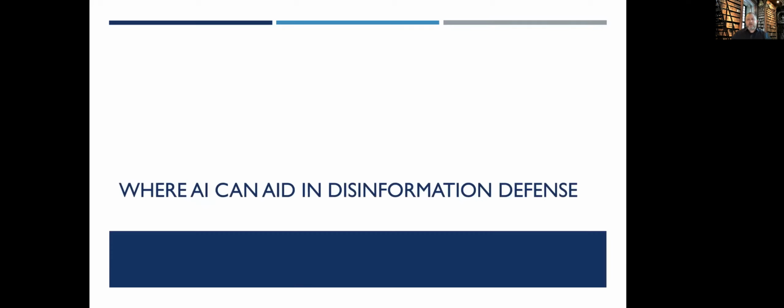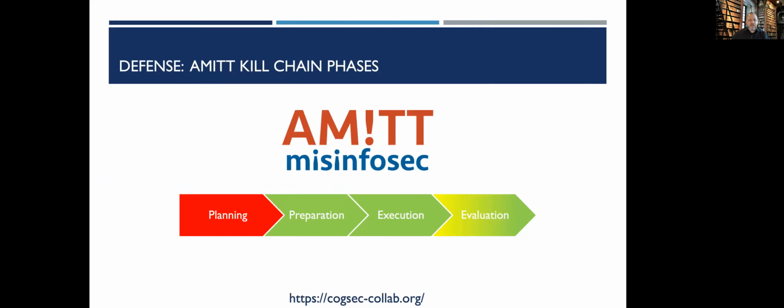So now that I've talked about what doesn't work, or what the challenges are with the things that we've tried, where can AI aid in disinformation defense? How could we look at it? So again, just a quick review: this is what the misinformation phases looked like for the attacker. Let's do the same thing, keeping in mind how the attacker may use AI, and see if we can affect any of these for defense.